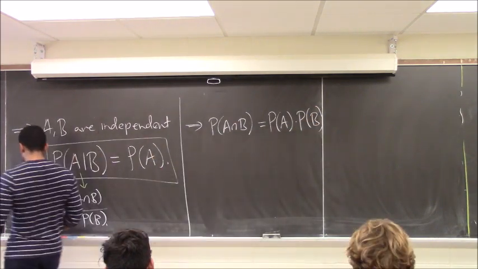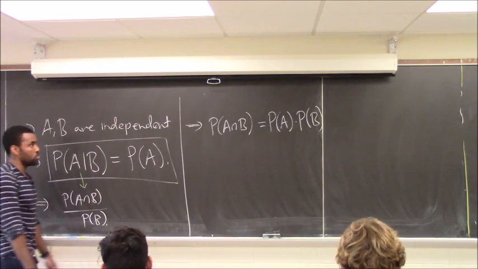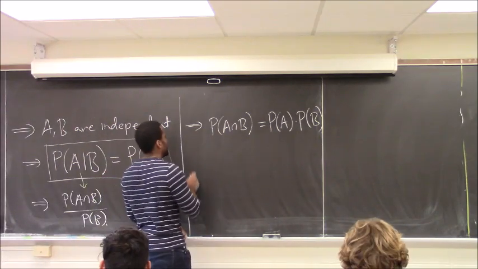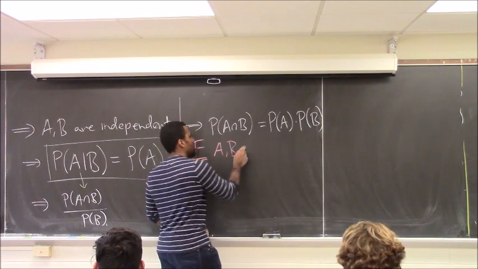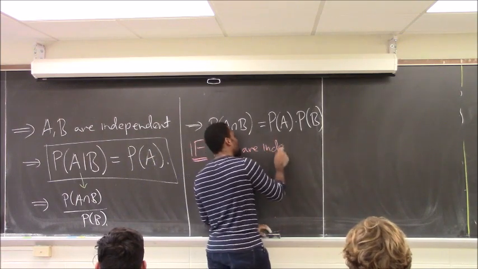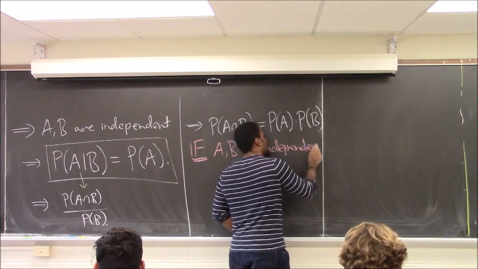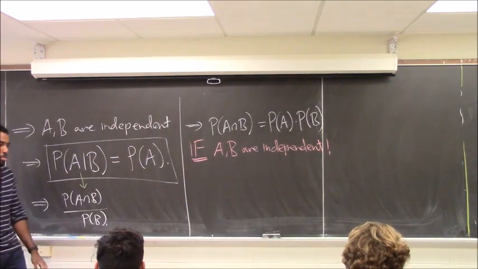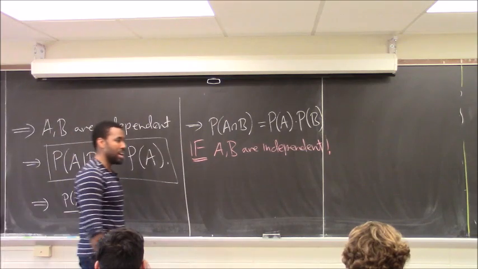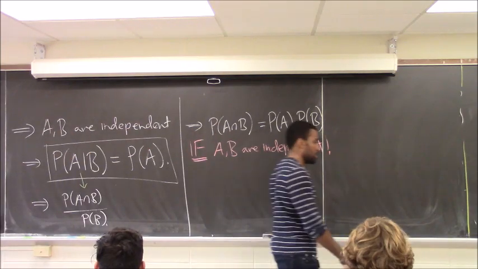And at this point, I do want to emphasize, I'll put this in red, if A, B are independent, it will only be the case that you can multiply the probability of the individuals to find the probability of A and B if the events are independent.